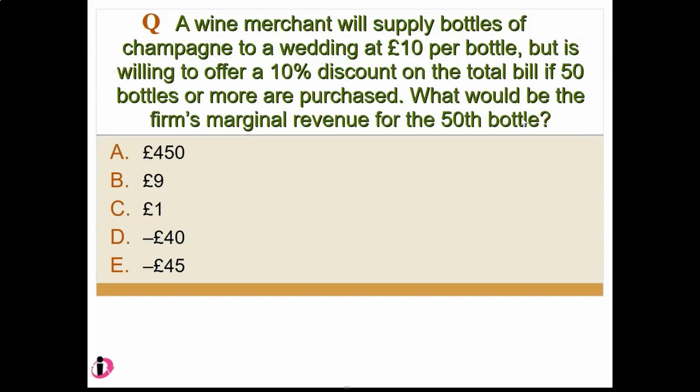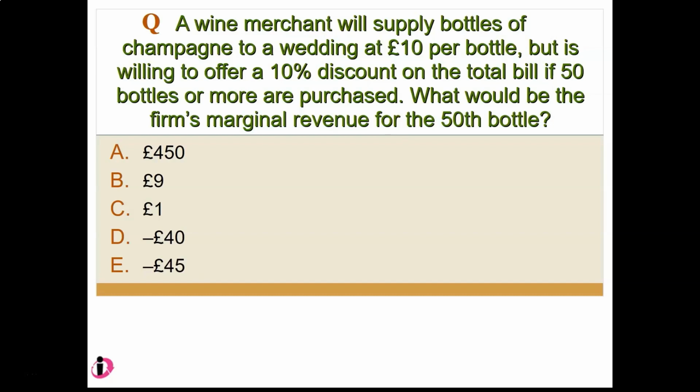Next thing which I want to show you is an example of a question which can be asked at the exam based on this material we've just covered. So have a look. A wine merchant will supply bottles of champagne at £10 per bottle, but is willing to offer a 10% discount on the total bill if 50 bottles or more are purchased. What would be the firm's marginal revenue for the 50th bottle? As before, please stop the video, write down your answer, and continue when you are ready.